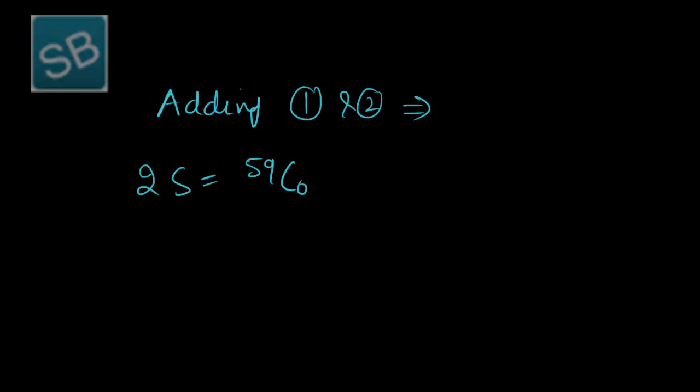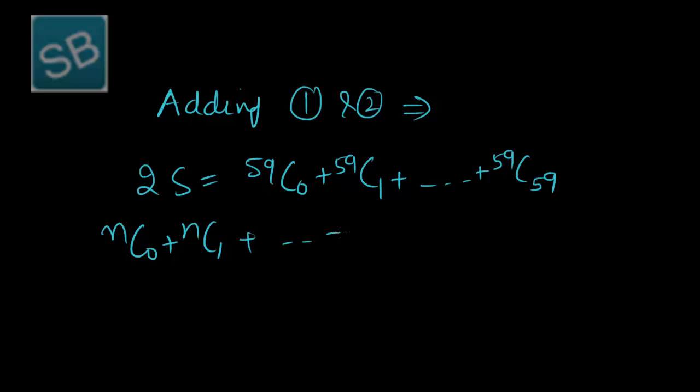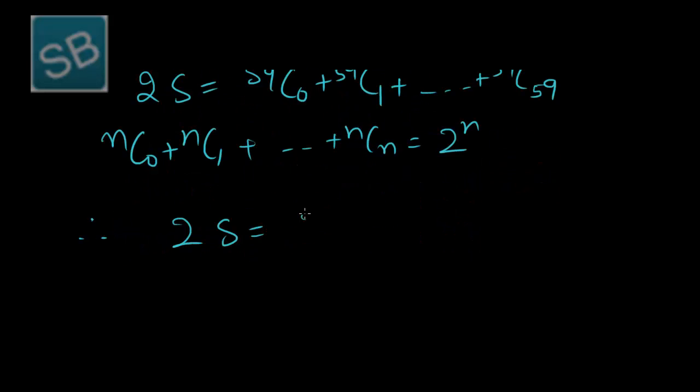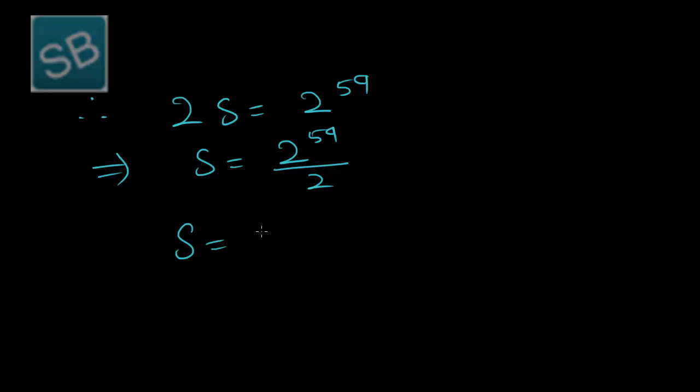So, adding 1 and 2, we get 2 times S is equal to 59C0, 59C1 up to 59C59. As we know that nC0, nC1 up to nCn sum is equal to 2 raised to power n. Therefore, we have 2S is equal to 2 raised to power 59. That is, S is equal to 2 raised to power 59 over 2. That is, the sum of the last 30 coefficients is 2 raised to power 59 minus 1, that is 2 raised to power 58. That is the required sum of the last 30 coefficients in the expansion of 1 plus x raised to power 59.